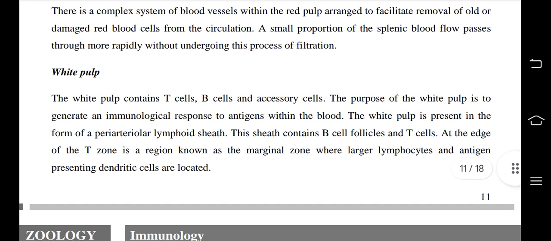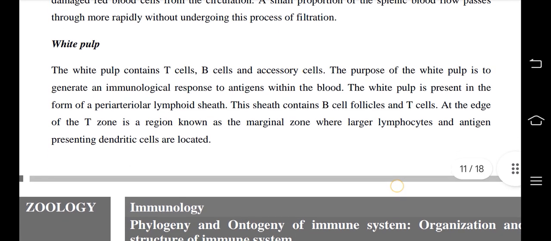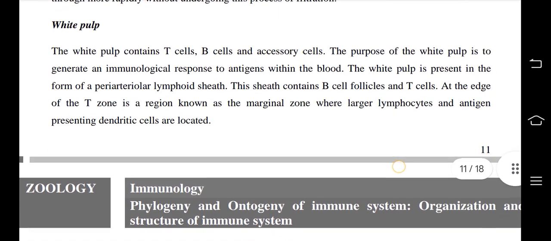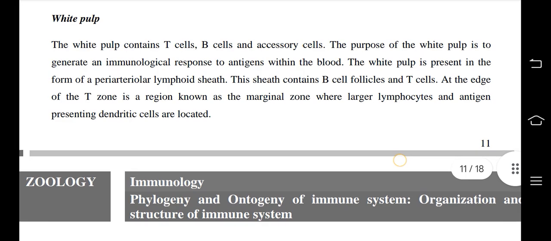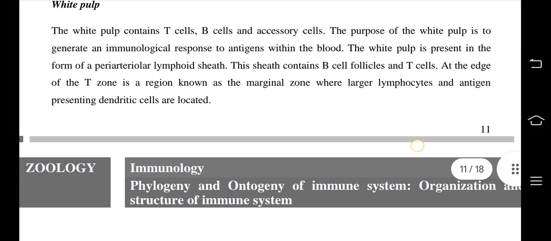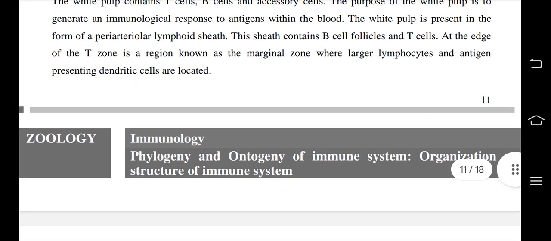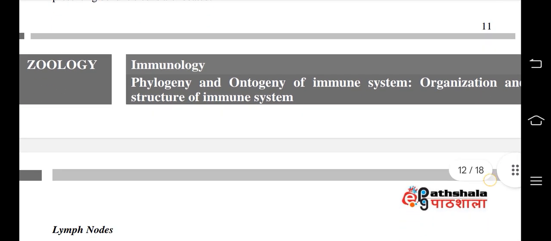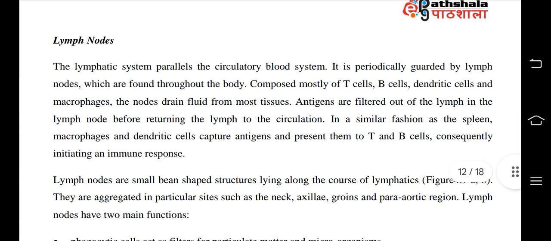White pulp. The white pulp contains T cells, B cells and accessory cells. The purpose of white pulp is to generate an immunological response to antigens within the blood. The white pulp is present in the form of the periarteriolar lymphoid sheath. The sheath contains B cell follicles and T cells. At the edge of the T zone is a region known as the marginal zone, where larger lymphocytes and antigen presenting dendritic cells are located.